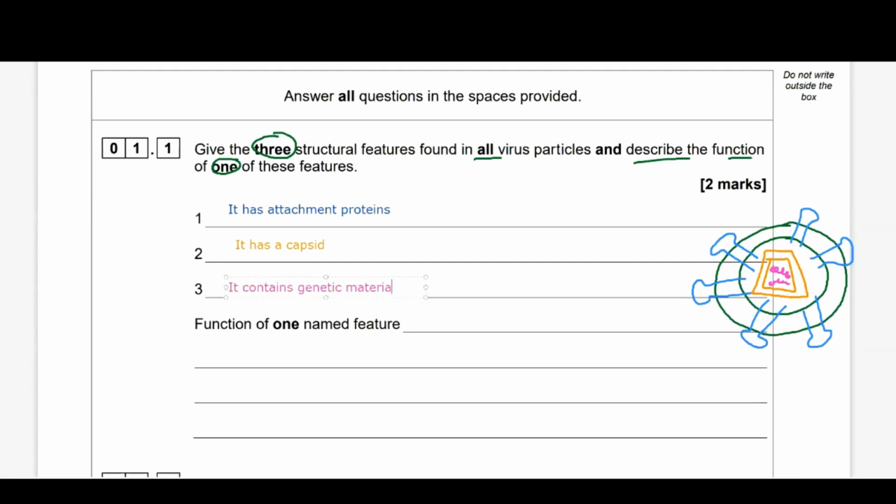You call it the genome or the DNA or RNA because you have different viruses. Like COVID was an RNA virus. So you get different styles of virus. Some use DNA, some use RNA as their genetic material.